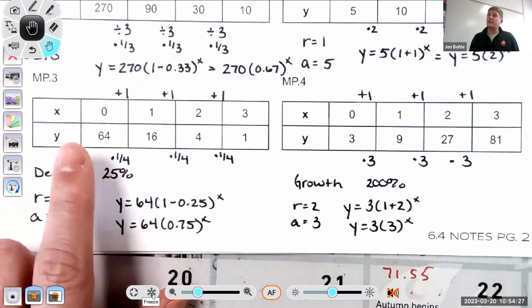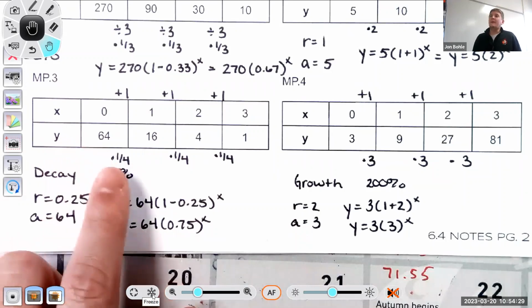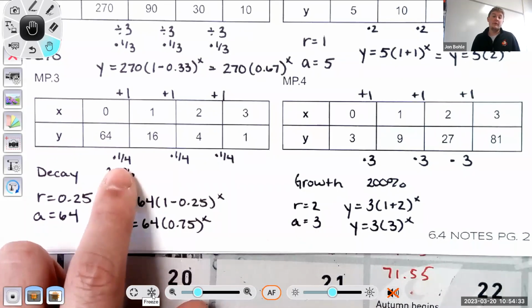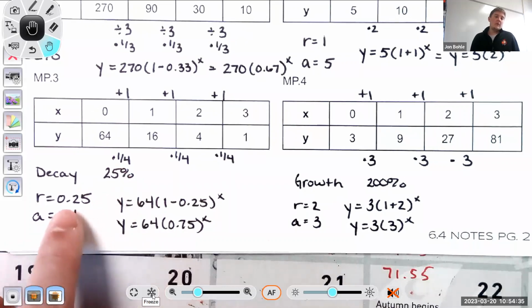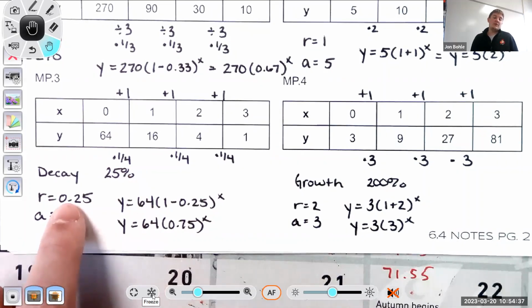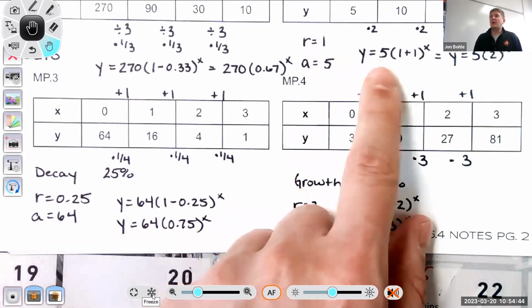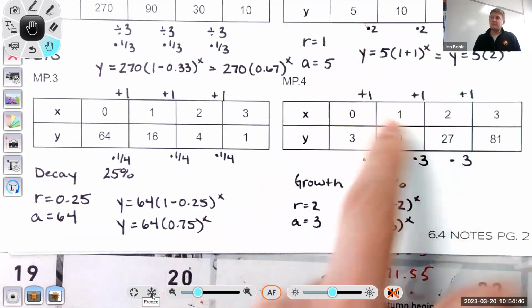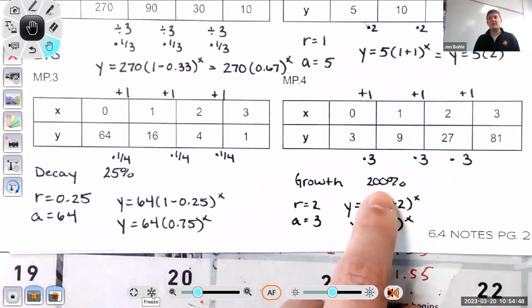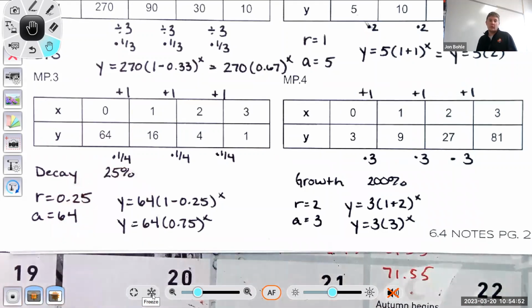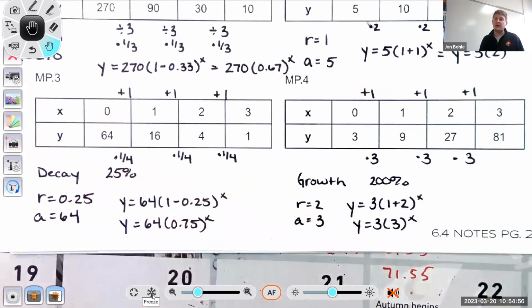Okay. 3 on 3. My decay is 25% because 25% is the same as a 1/4, right? So my rate of decay is 0.25. I think it's because we were so hung up on doubling is 100% growth and tripling is 200% growth. But when it comes to decay, it's actually a little bit more straightforward. Your rate of change is like your fraction you're multiplying by.